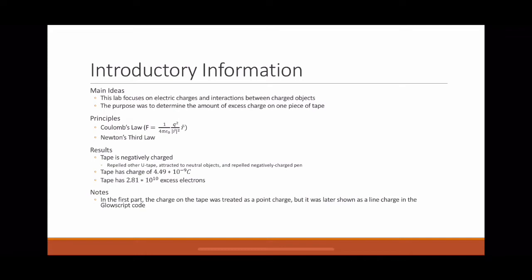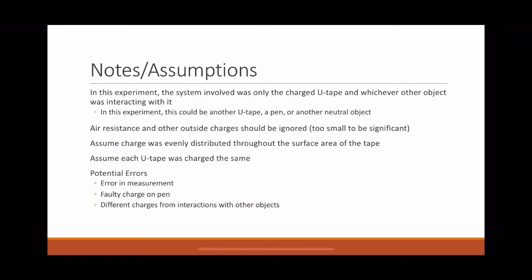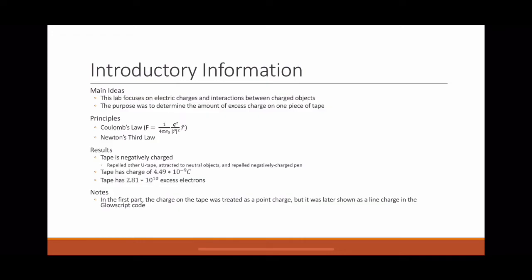And I found that the tape has 2.81 times 10 to the 10th excess electrons. I found this by dividing the charge of the tape by the charge of an electron, which is 1.6 times 10 to the negative 19th coulombs, to get my excess electrons on the tape.